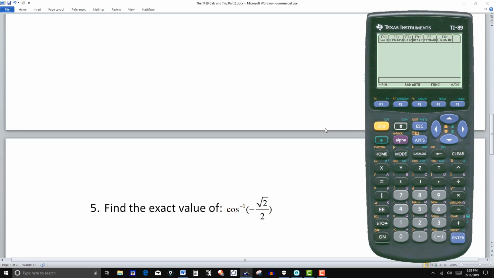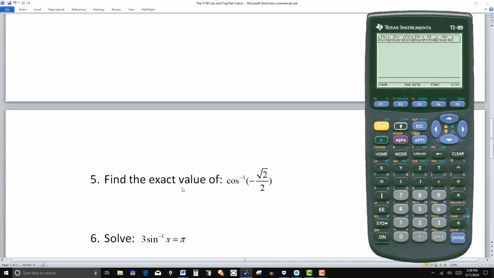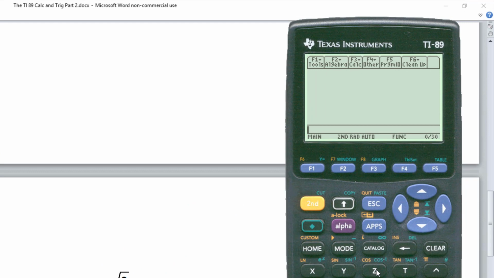Okay, find the exact value of cosine inverse of minus radical 2 over 2. So let's go to the diamond here, because we want the inverse cosine. So second, inverse, cosine inverse, there you have it. And then a minus, and we want the square root symbol, so right here on the times key after you hit the second key. Then 2, close parentheses there, and then divide by 2, and then close parentheses, and then hit enter.